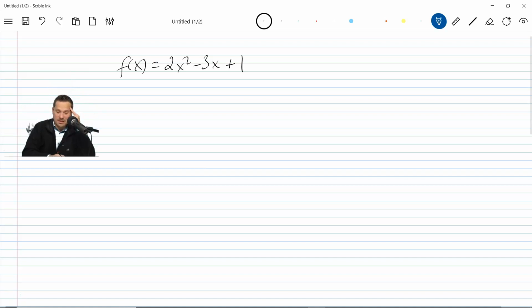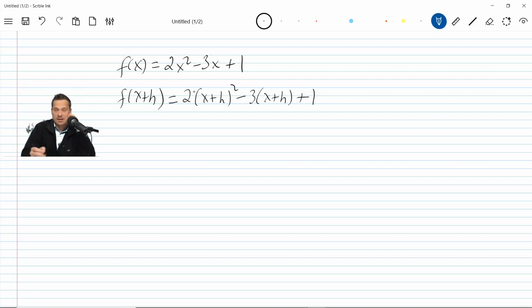So when I compute the pieces it will look as follows. I'm going to compute f of x plus h. So that means wherever I see x in the original, I replace it with x plus h. So I'll have 2 and then x plus h squared minus 3 and then x plus h and then plus 1 at the end. Now at this point a lot of this is just cleanup work because you have to FOIL, combine like terms and all that.